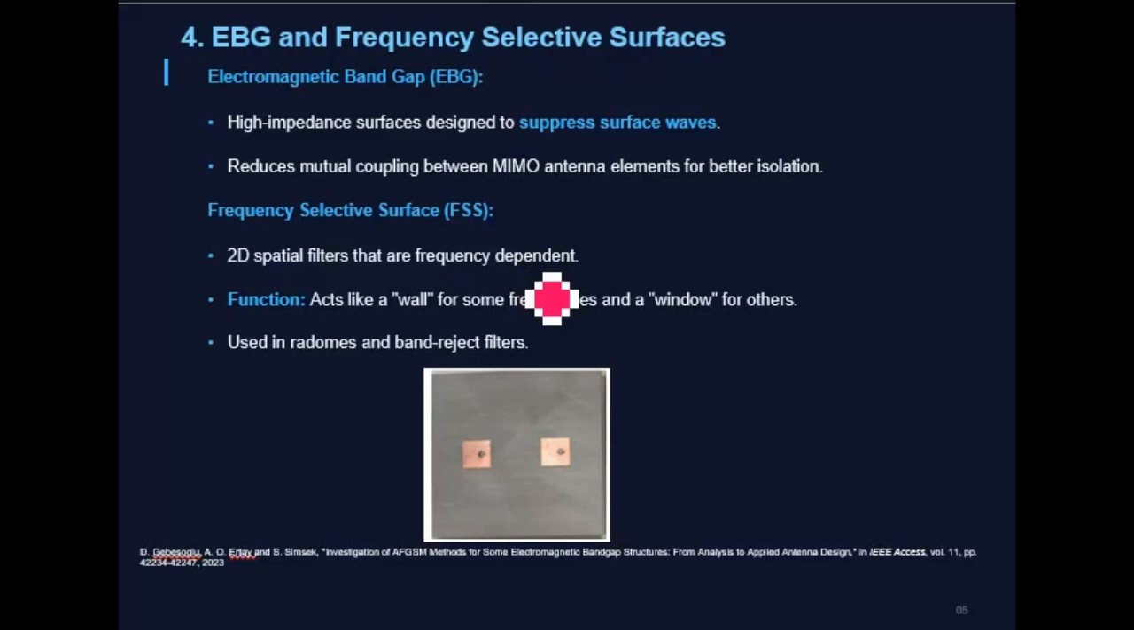The next structure is the electromagnetic bandgap structure. It is a high impedance surface and is used for suppressing surface waves. Surface waves are harmful for microstrip line or strip line kinds of structures. We will discuss separately in detail what surface waves are.